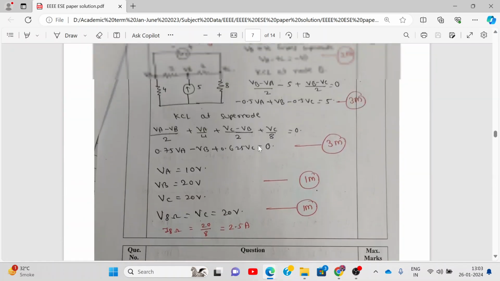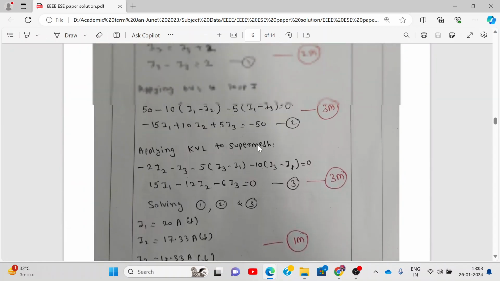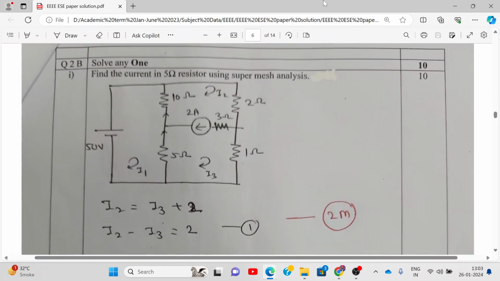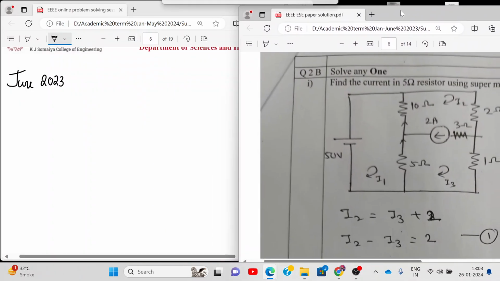Okay. Right now, in this paper, we don't have Norton's theorem. So first, let me complete this super mesh. Then I go to Norton's theorem last. Okay.